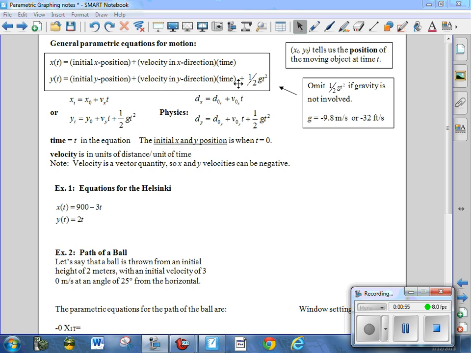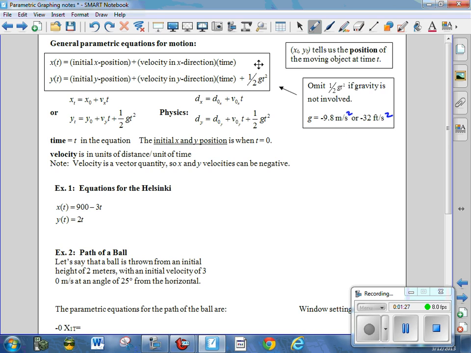Now, there is an additional term that we add if we're throwing something into the air and gravity is involved. We didn't have this term when we talked about the two ships because neither was being thrown into the air. They were just traveling along the ground. So this is omitted if gravity is not involved, if this is not projectile motion. Gravity is negative 9.8 meters per second squared, or 32 feet per second squared.